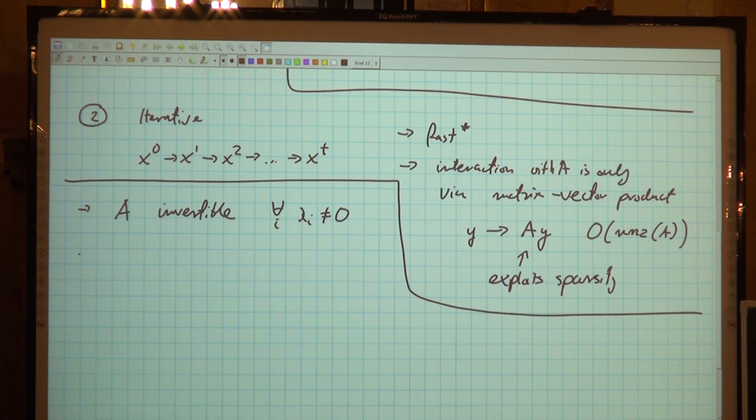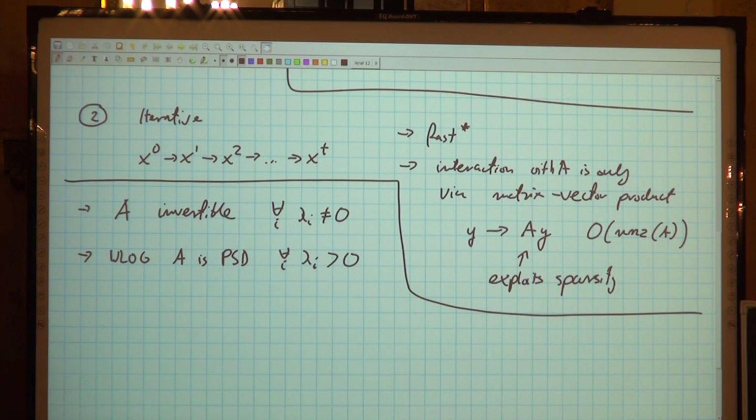So actually, still, I claim that without loss of generality, I can assume that A is not only invertible, but is actually PSD, positive semi-definite. Or actually positive, which means that all the eigenvalues are strictly positive. So there is no negative eigenvalue. So how can we do that?